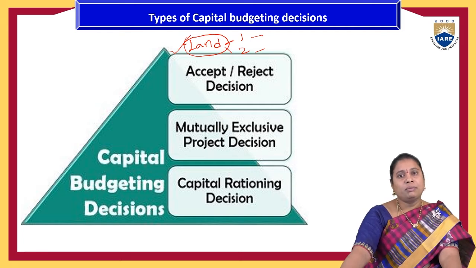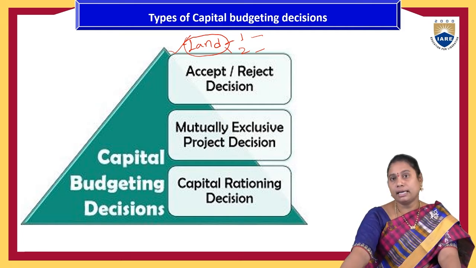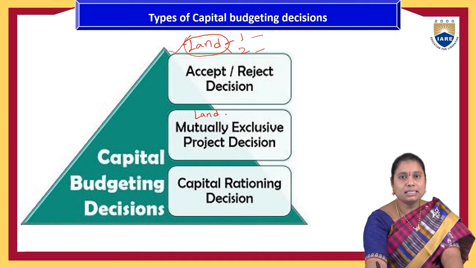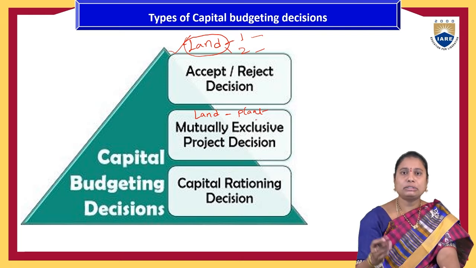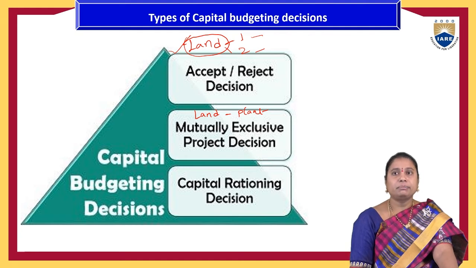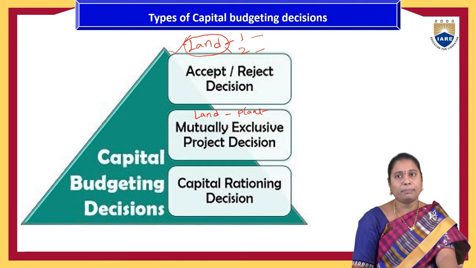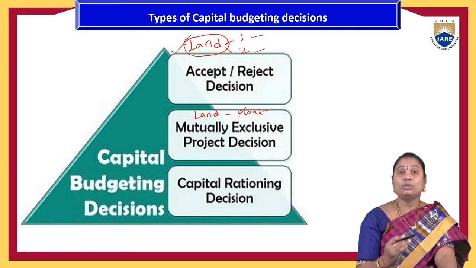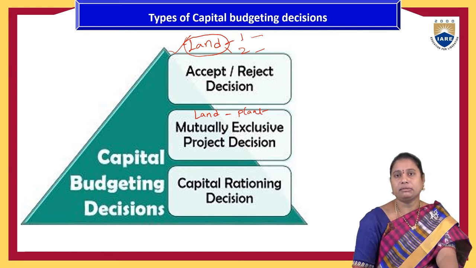Sometimes these projects may be related to another element, that is, mutually exclusive project decisions. Because of purchasing that land, they compulsorily need to establish the plant, either in the first place or the second place they have taken. That is a mutually exclusive project related to the first project, the land purchase. So how to establish that plant at minimum cost is again decided with the help of capital budgeting decisions.